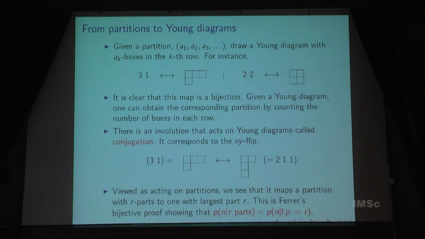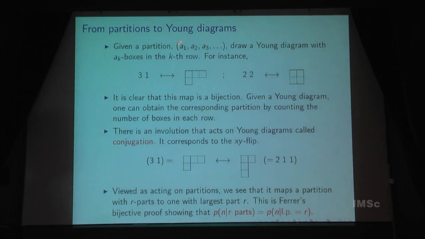Okay, so the claim is that those pictures which I drew have a 1-to-1 correspondence with partitions, and now you can start drawing pictures, and these pictures have a name. It's named after a guy named Young. It's called Young diagrams. So now I will give you the construction.